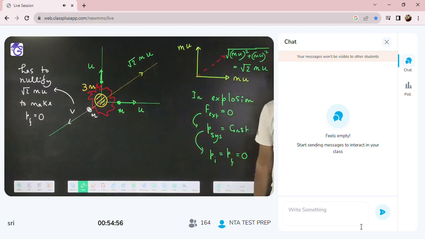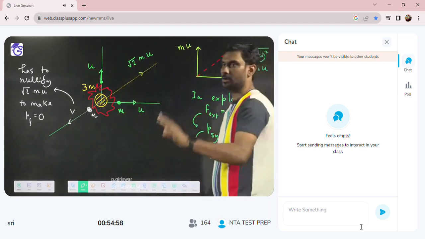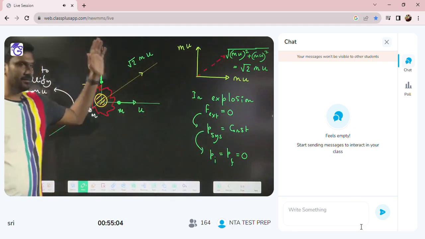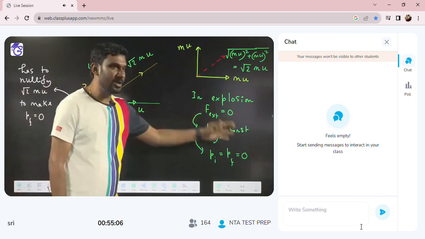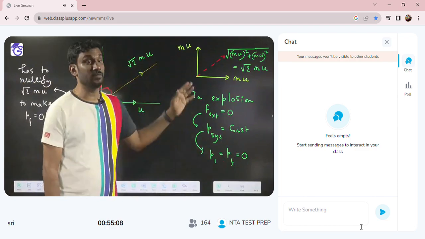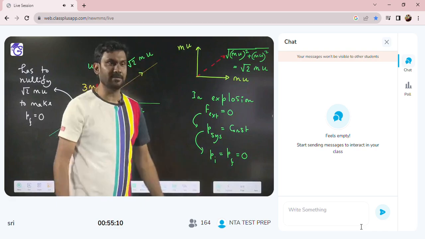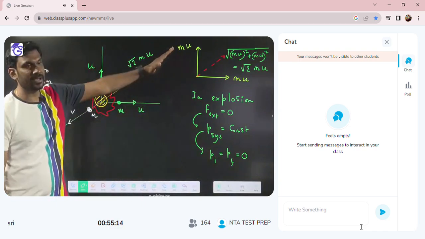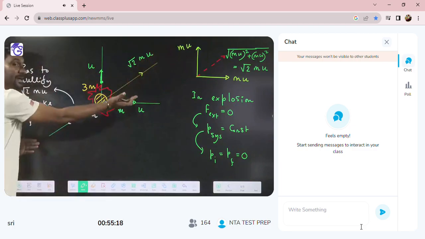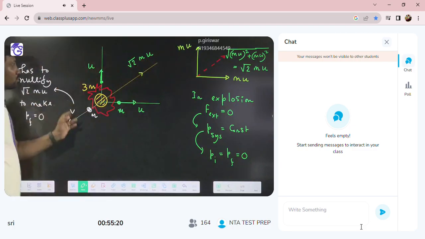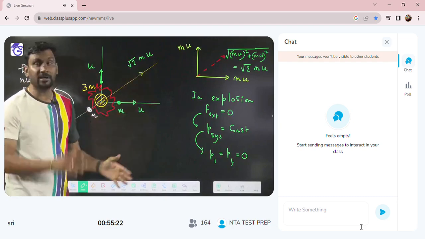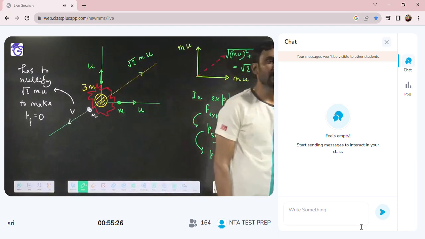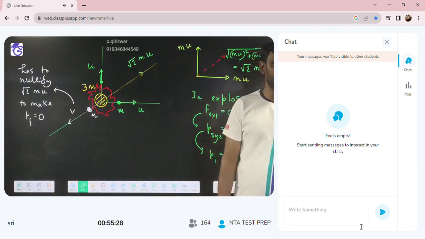Respond everyone. Did you get the conceptual clarity or not? In explosion, F external equal to 0. Linear momentum has to be conserved. For that, initial momentum has to be equal to final momentum. Yes, Manas, conservation of linear momentum. So for that, these are two. This is the net momentum direction, root under 2mu. The third particle has to move anti-parallel to this so that this momentum nullifies the other momentum to make the net momentum equal to 0. Is that clear to all of you?